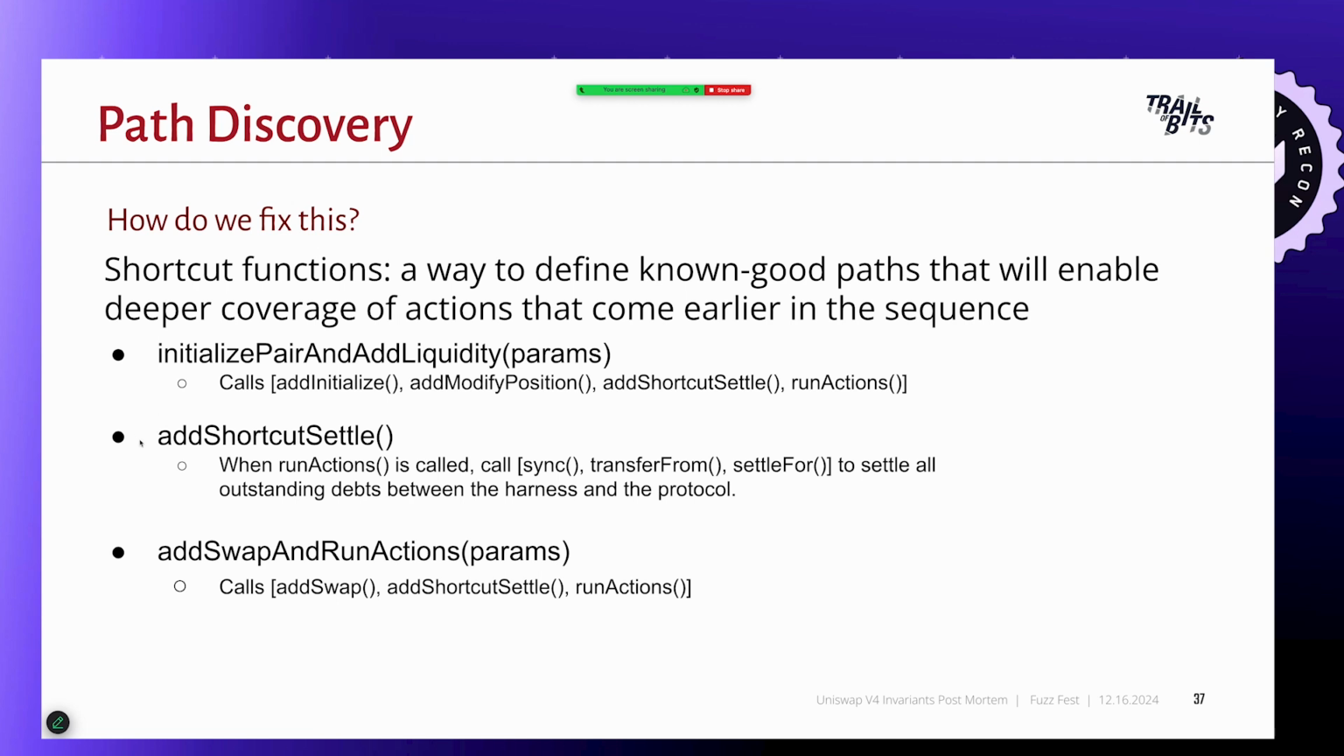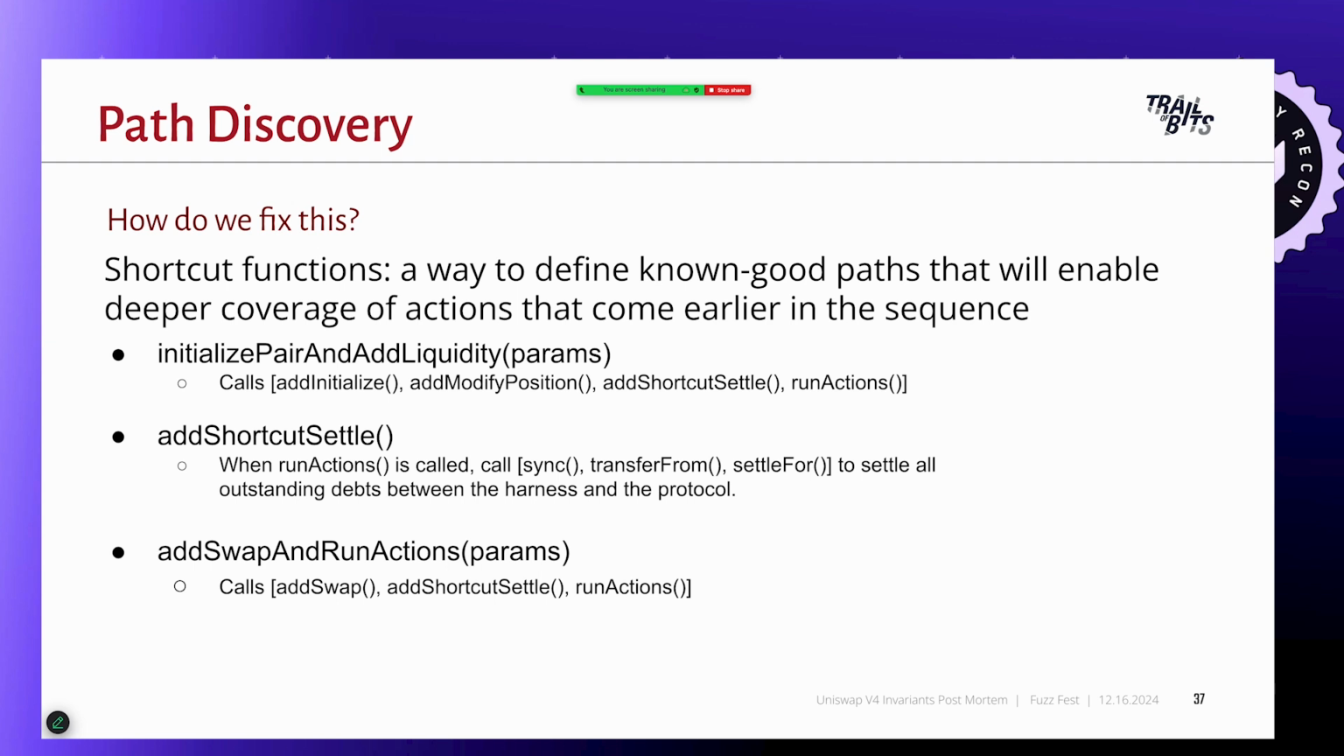Because once you have the shortcut functions, they're also going to prevent certain sequences from being executed. Now you have these functions that give us a whole bunch of coverage, and they're going to be a lot more valuable to run from the fuzzer's point of view than trying to put together a sequence of initialize, add position, run actions. As soon as you add these shortcut functions, there's a whole bunch of state that's very, very unlikely to ever be executed.